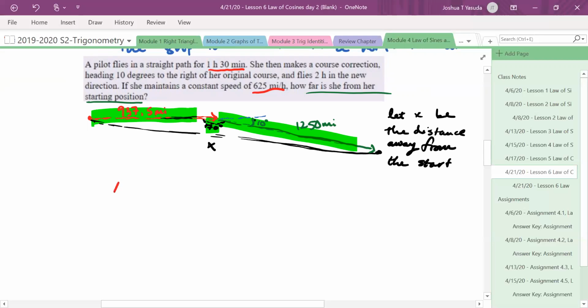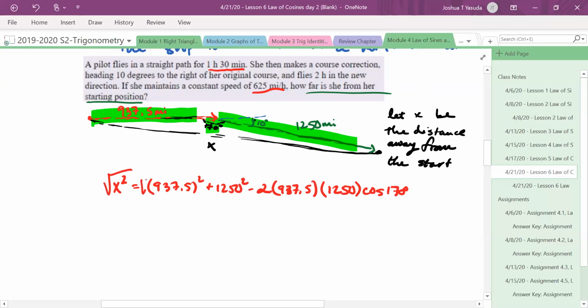And so we'd say the opposite side squared, x squared, equals 937.5 squared plus 1250 squared minus 2 times 937.5 times 1,250 cosine of 170 degrees. Okay, now all the work you need to show is just square root and square root, and we'll figure out what x equals by putting that in a calculator.